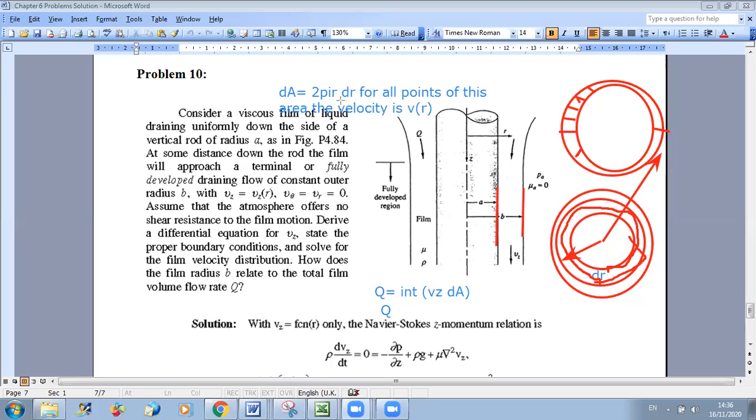So Q will be equal to the integral from A to B of Vz, which is a function of r. So I just replace Vz by its function times dA, which is 2 pi r dr. Okay, let us see together the solution.